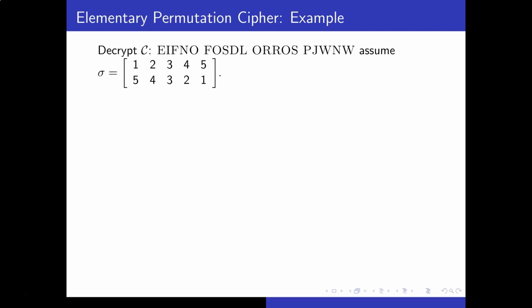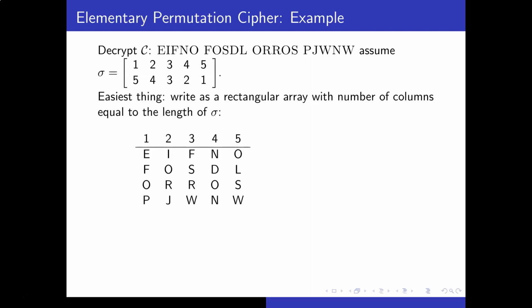Decryption basically is the same trick, except we're going to use sigma inverse. Now, sigma inverse in this case turns out to be the same as sigma. Sigma is a self-inverting permutation. That can happen. Okay, so on the other hand, my approach is exactly the same. I'm going to set up an array, and the number of columns is equal to the length of sigma. All right.